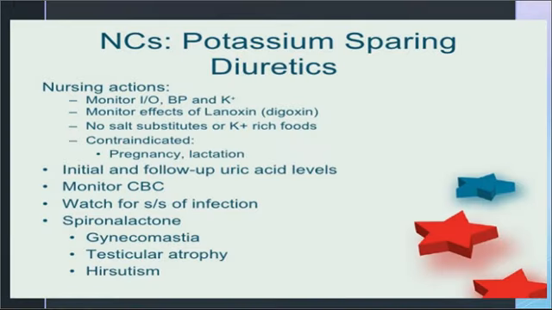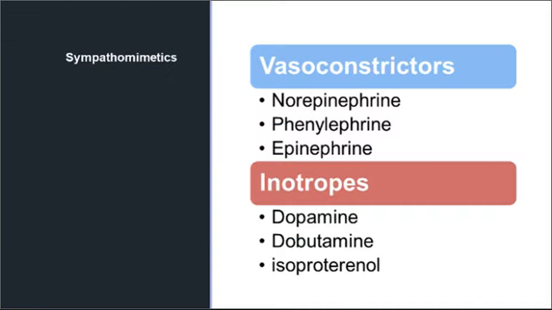Potassium-sparing diuretic, spironolactone or Aldactone. It blocks the aldosterone, which is why it is used in heart failure. Watch uric acid levels. Monitor your CBC for blood dyscrasias. It can lead to gynecomastia in males, testicular atrophy, hirsutism, that extra hair growth, which is usually with prolonged use. Hyponatremia, rash, abdominal pain, hyperkalemia because it's potassium sparing, and nausea are adverse effects to watch for.